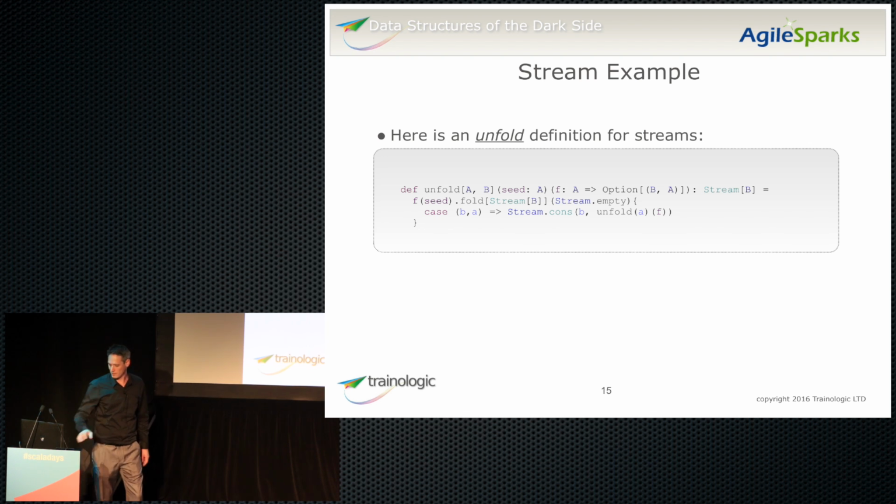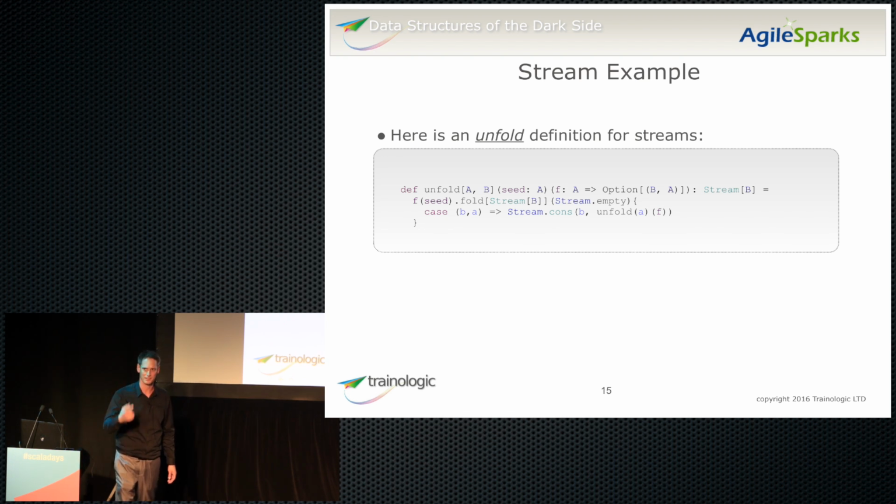So we will stop once we reach a none. For each element, we'll get an option of a tuple, a pair of an output value, something to be put inside the stream of results, and the next element to work with. And we will just invoke f recursively.